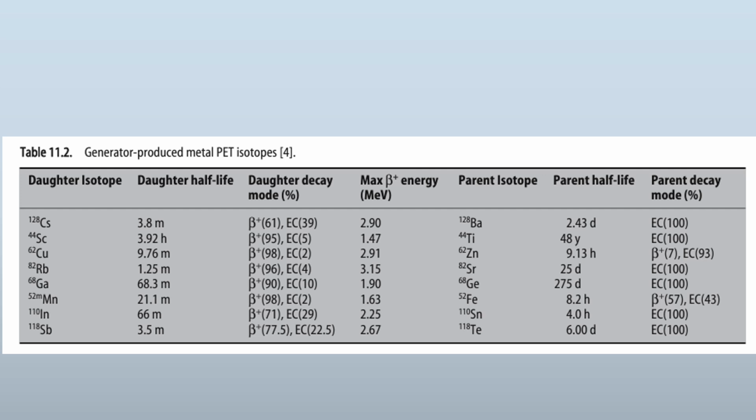These are generator produced PET isotopes, and the only ones on here that we really use on a regular basis are in the middle, the rubidium 82 and gallium 68. But again, this shows you the daughter half-life, the decay mode. Almost all of these are positron and electron capture. They all are. The maximum energy, again, that's in MeV. These are high energy reactions. The parent half-life, and then the parent's decay mode.